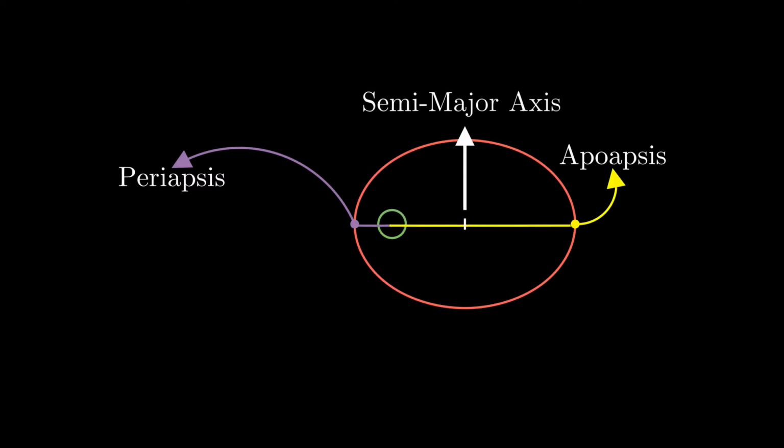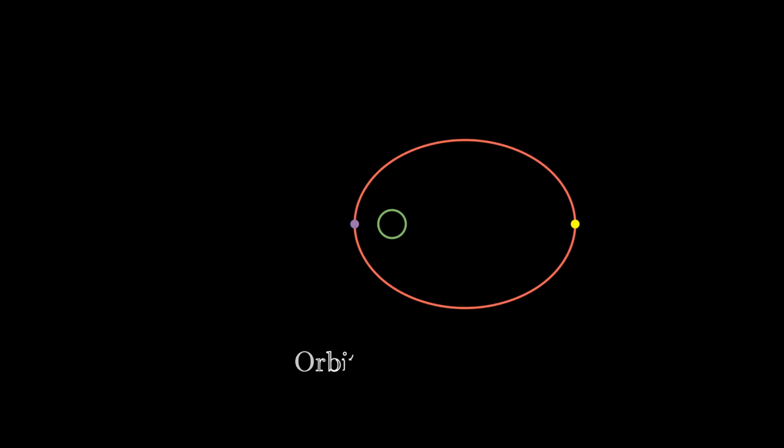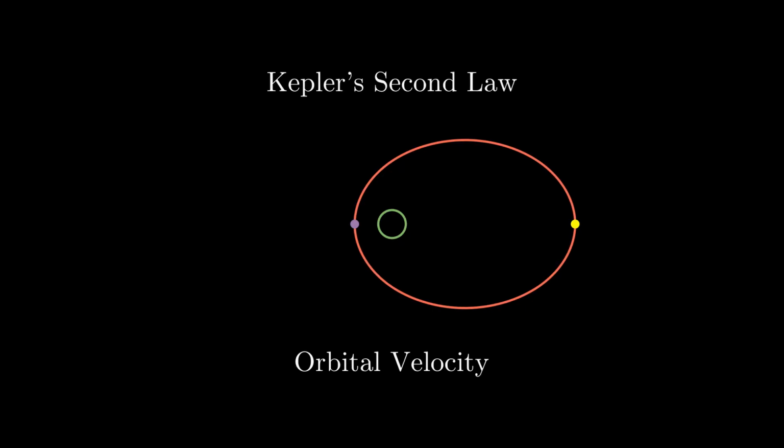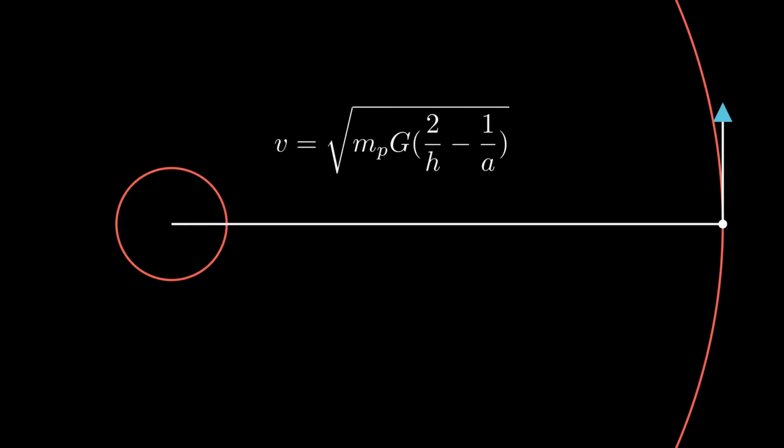Here's a mathematical visualization of that. Now that we know the basics, we can move on to our main topics: orbital velocity and Kepler's second law. We'll start with orbital velocity. Orbital velocity is simply the velocity of an object as it orbits. It can be represented mathematically as a function of height, like this. This looks complicated, but I'll explain it.